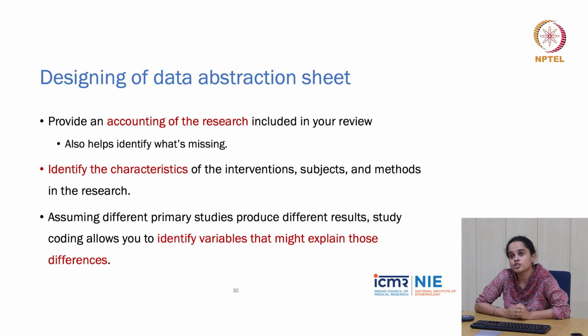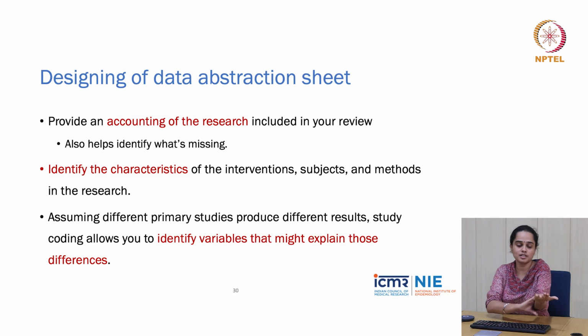So here I would like to place a lot of emphasis on designing of a data abstraction sheet. This is, I would say, the most important part when you are starting off. Your data for your systematic review is only going to be as good as your data abstraction sheet. So please invest a lot of thought, a lot of time into this process. So this sheet is basically going to tell you that if I sit with the first article that I'm going to include in my systematic review, what is the information that I will extract from that article for use in my systematic review.